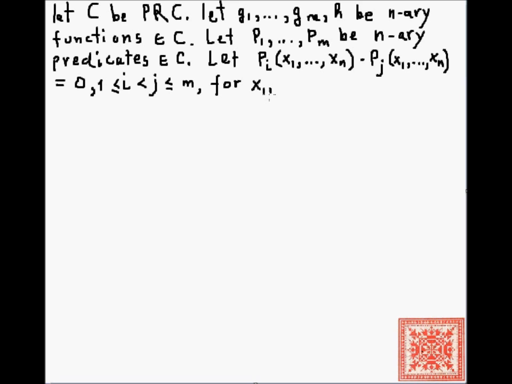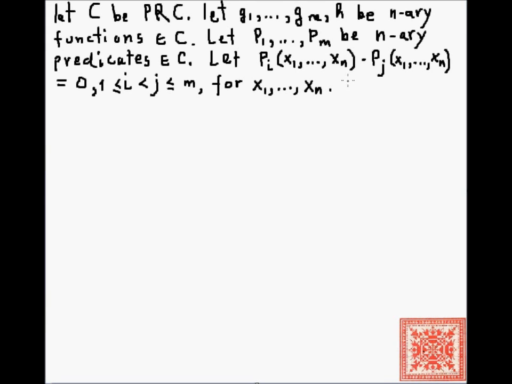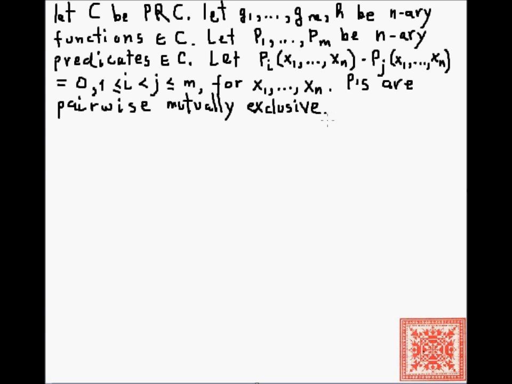So in other words, these m predicates are pairwise mutually exclusive. If we take any two predicates, pi, pj, and any sequence x1 through xn of natural numbers, then their product will be equal to 0. So they're pairwise mutually exclusive. They cannot both be 1 for the same sequence of arguments, x1 through xn.